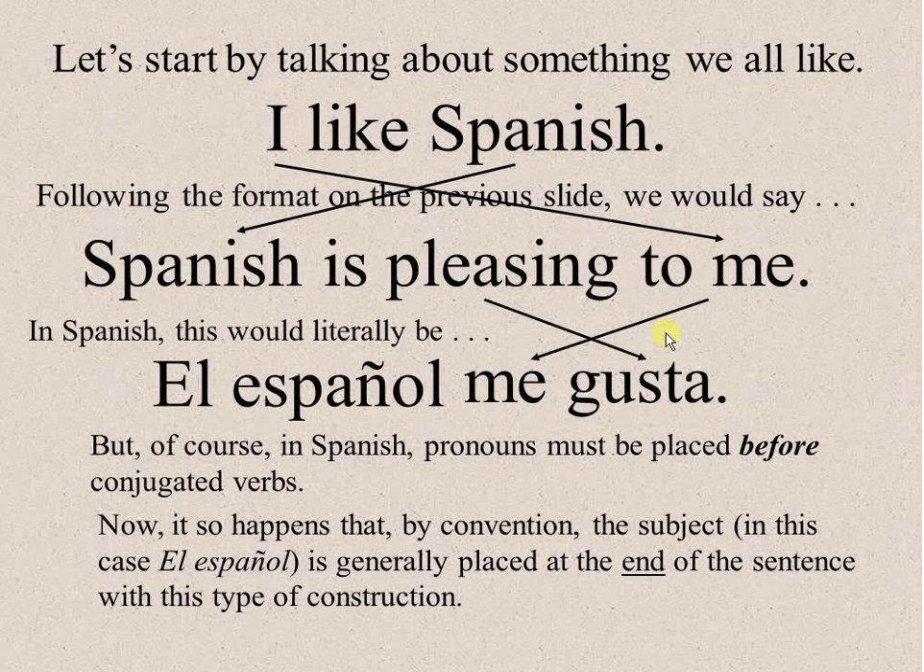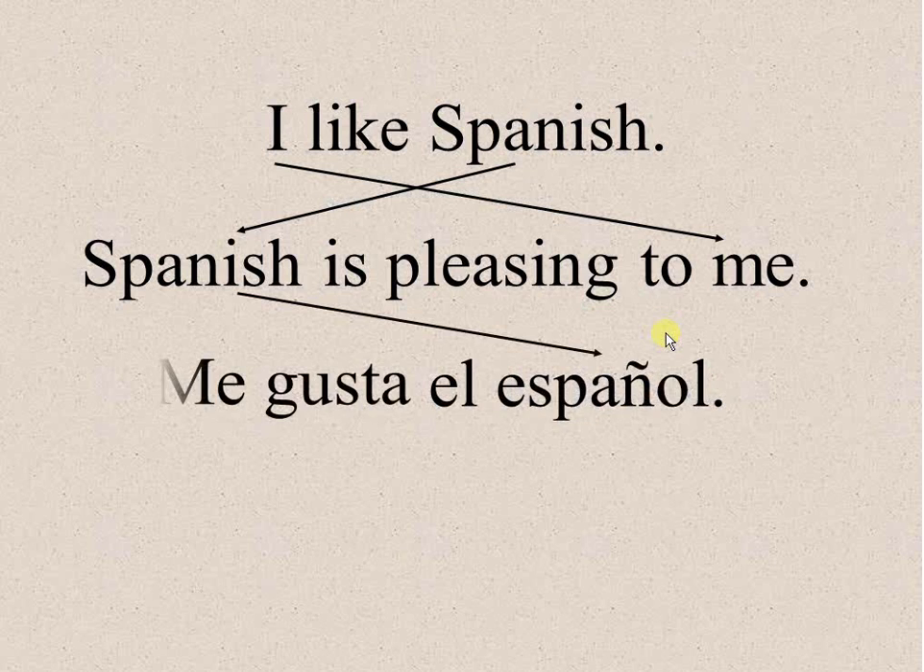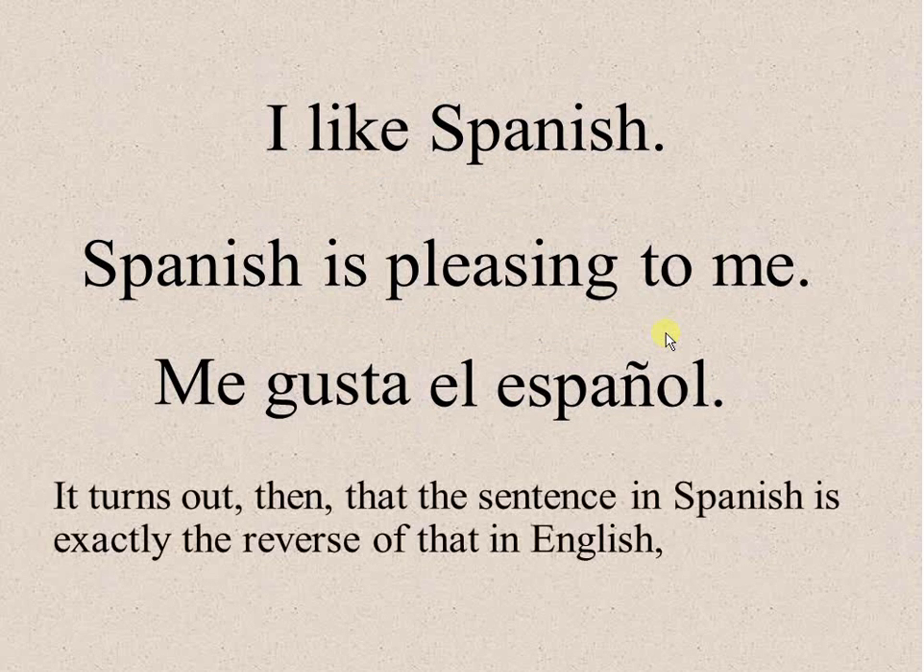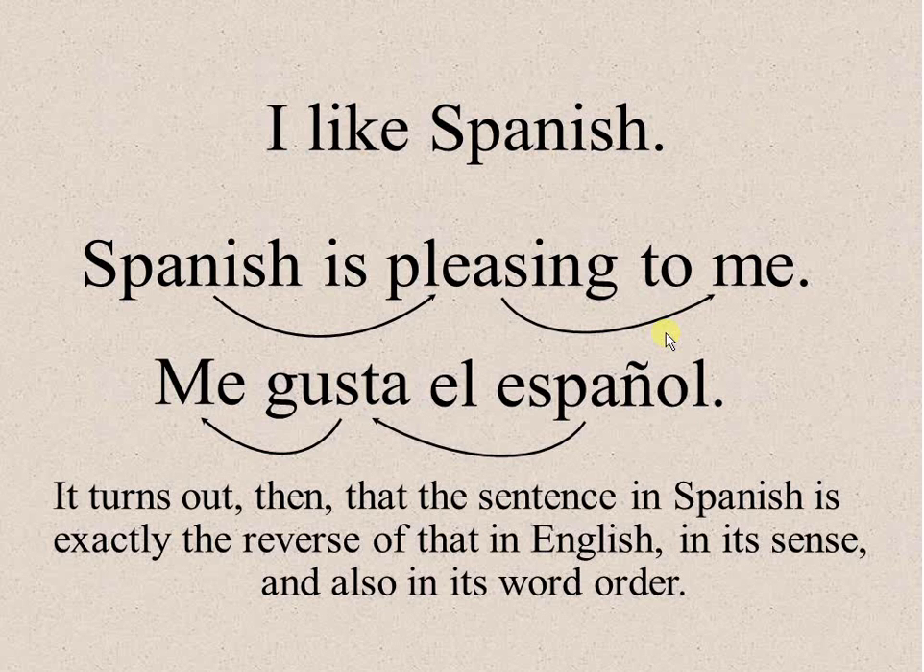Now, it so happens that, by convention, the subject, in this case, el español, is generally placed at the end of the sentence with this type of construction. I like Spanish. Me gusta el español. It turns out then that the sentence in Spanish is exactly the reverse of that in English, in this sense and also in its word order.